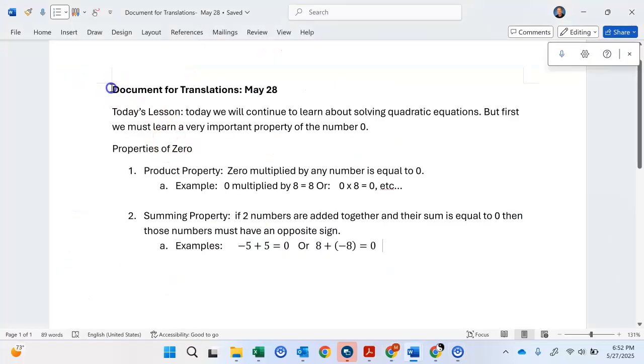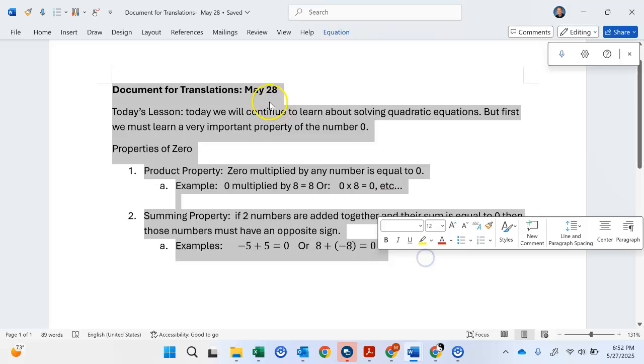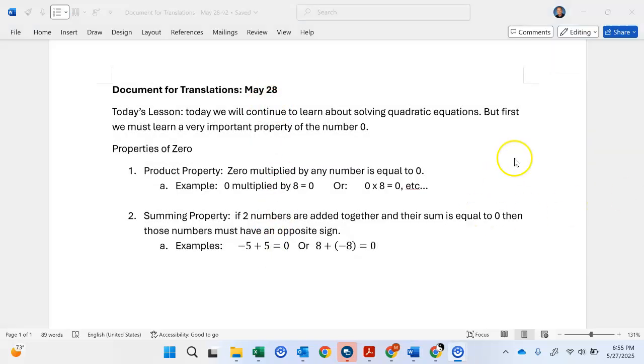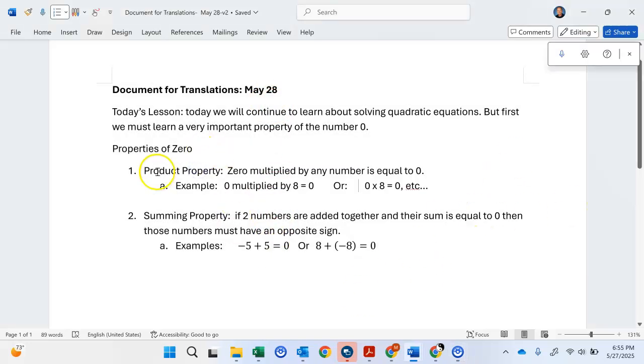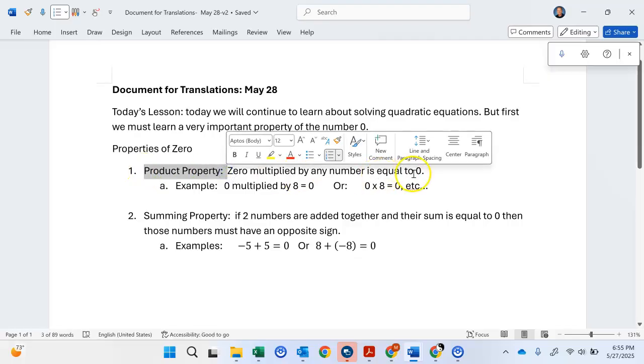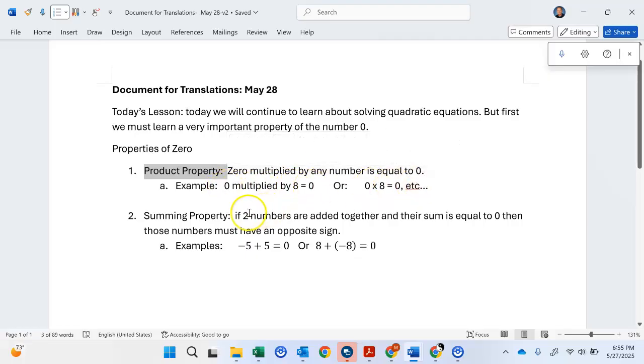Please make sure you read the whole document and make sure you translate it. But there's two main things. The product property says 0 multiplied by any number is equal to 0. Example, 0 times 8 is 0. That's for multiplying.